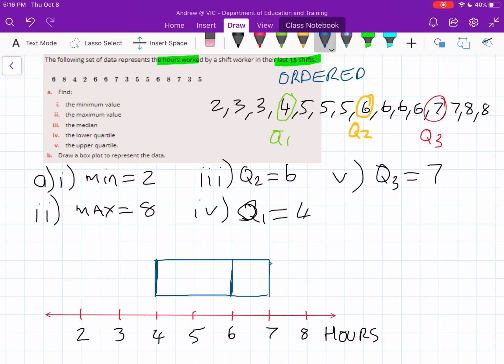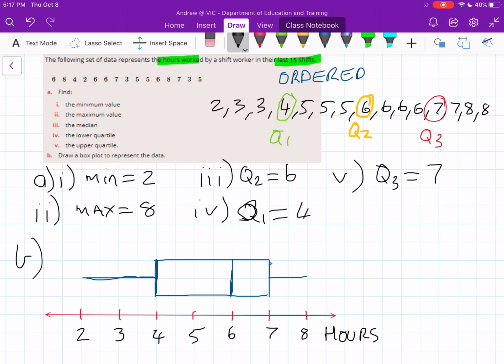Okay, and now we can do our whiskers, which go to our max and min numbers. Our max number is 8, so this goes from this side of the box all the way up to 8. And then our minimum number goes from 4 all the way down to 2. That's a bit crooked. Hopefully you use a ruler when you're doing this. So this is the best way of actually doing this box and whisker plot to represent the data, which is part B there. Sorry, I didn't write that there, but this is part B.